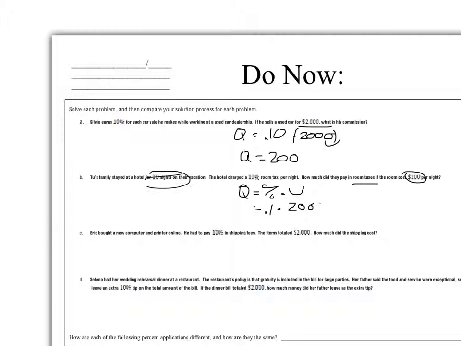Actually, the 10 does have something to do with it. It's 10 times 200. That's $2,000 in total. So that also gives me 200. The next one, Eric bought a new computer. He had to pay 10% in shipping fees, so he's paying 10% of the 2,000. And we're looking for just the shipping cost. So once again, Q is equal to percent times whole. We've got 0.1 times 2,000, and that's also going to be equal to 200.